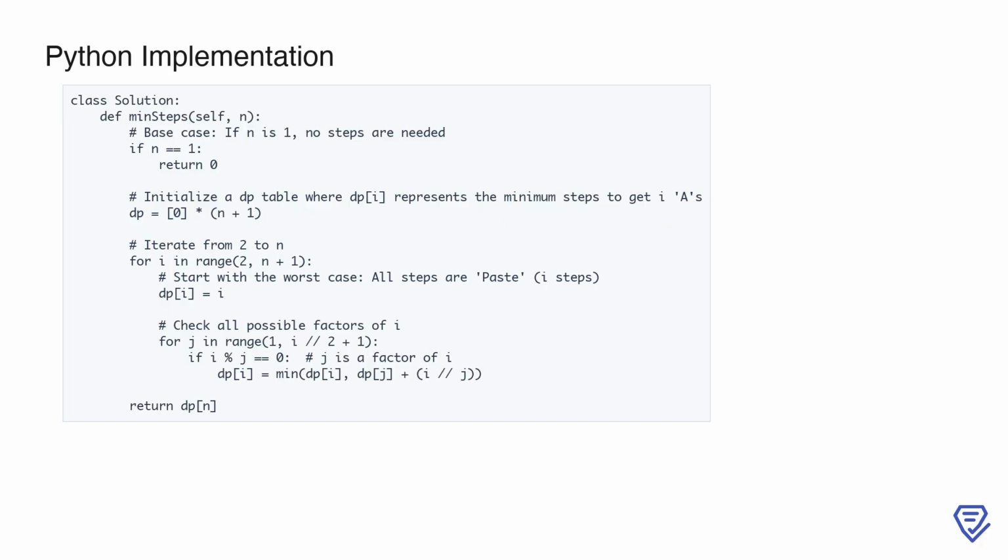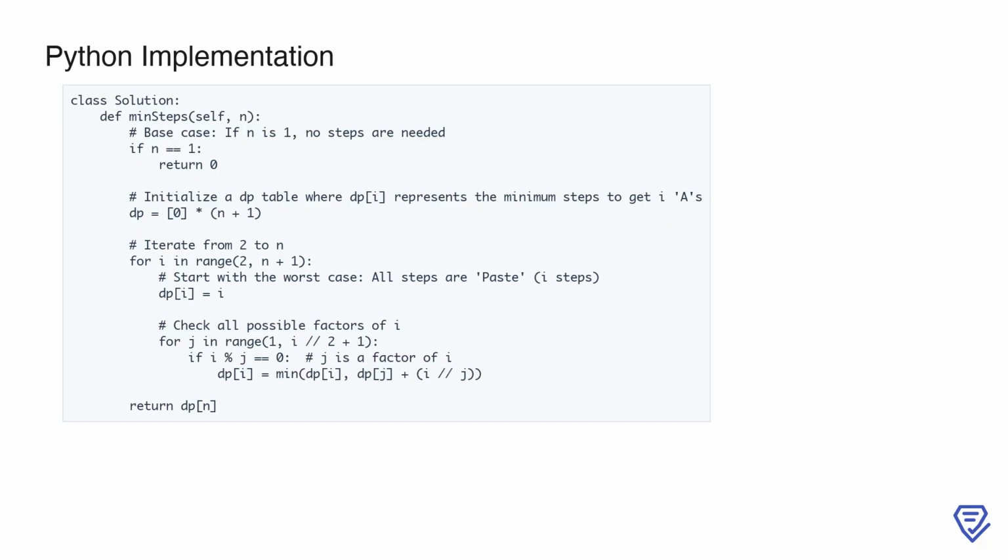The task is to find the minimum number of steps required to generate exactly n A's using the operations copy all and paste. Explanation. 1. Base case: if n is 1, no steps are required because the initial notepad already has 1. Therefore, we return 0. 2. Dynamic programming table: we use a list dp where dp[i] represents the minimum number of steps required to generate i A's. The table is initialized with zeros, and its size is n plus 1 since we calculate up to n.